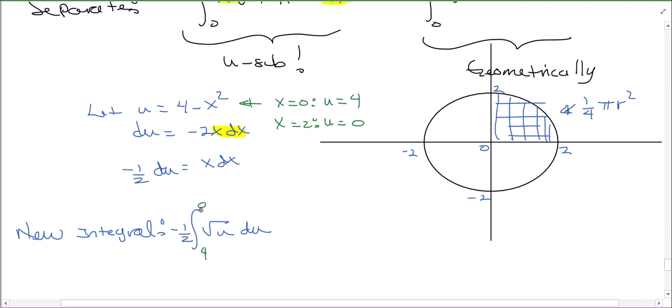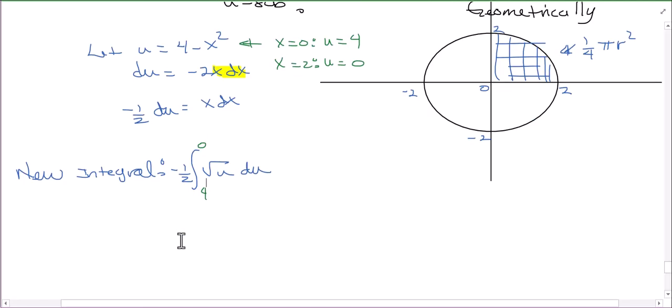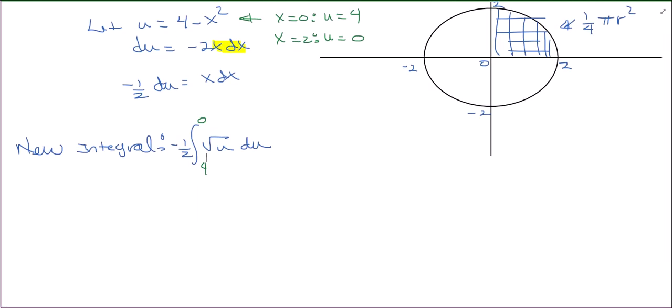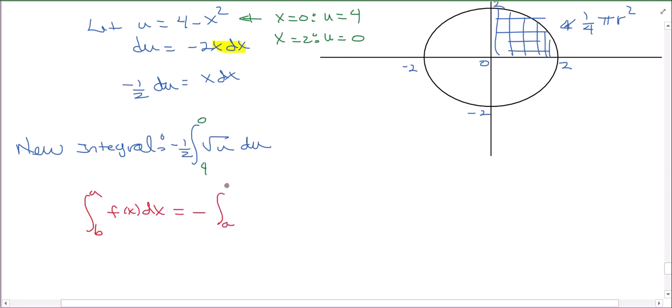I know that may look weird, because the smaller number is usually on the bottom. That's okay, we did a transformation. We changed the variables, so our limits are not lining up. But if it's really bothering you, you can use the property that the integral from b to a of f of x dx is equal to negative the integral from a to b of f of x dx.